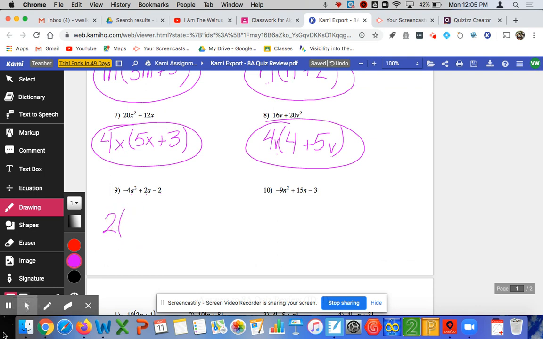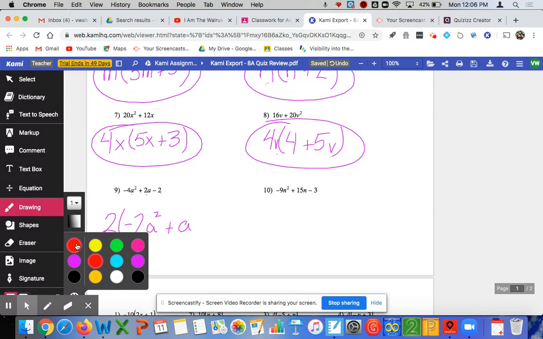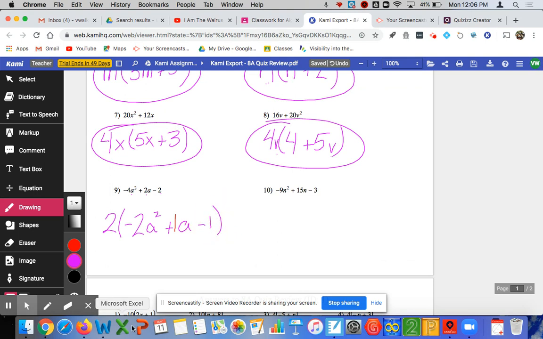When I factor a 2 out, 2 times what is negative 4? That's a negative 2. And I have a squared left in there because I didn't factor out an a, remember. 2 times what is 2a? That's a positive 1a. So really all you need is positive a. If you want to put that 1 there, you certainly can. Again, not necessary. 2 times what is negative 2? That's a negative 1. So that's number 9, factored out, all ready to go.